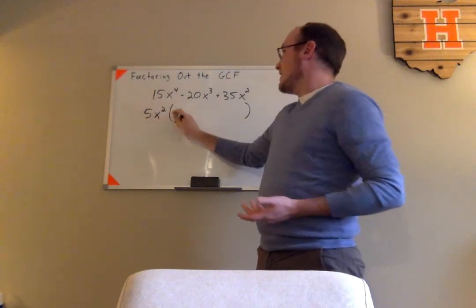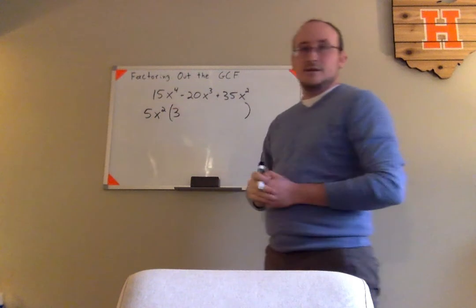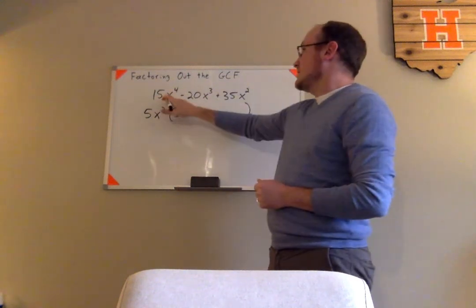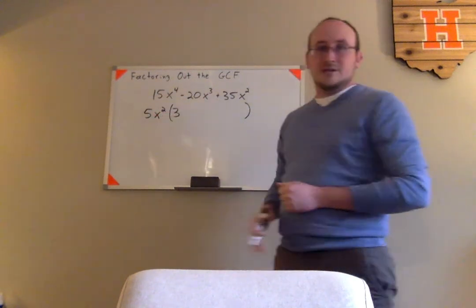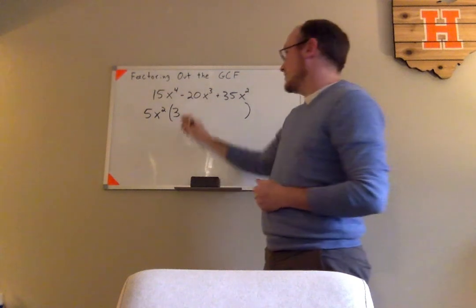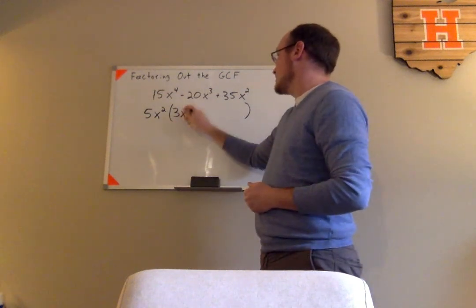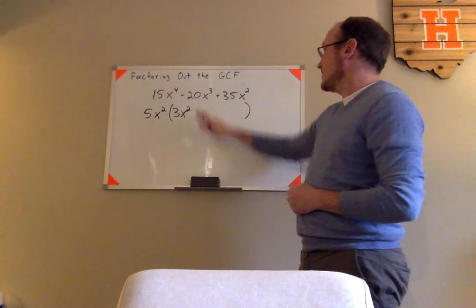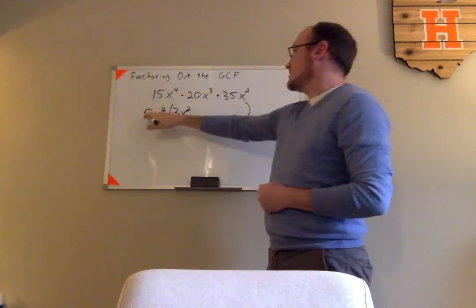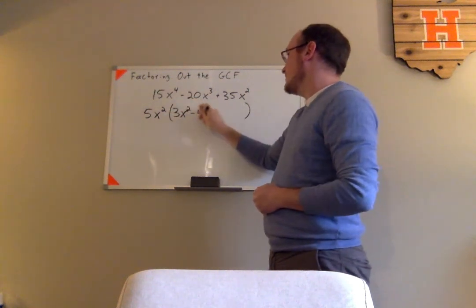15 divided by 5 is 3. And thinking back to Algebra 1, when you take x to the 4th and divide it by x to the 2nd, you subtract their exponents. That would leave you with x to the 2nd. Same thing for this term. Negative 20 divided by 5 would be negative 4.